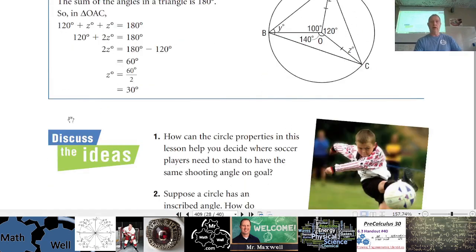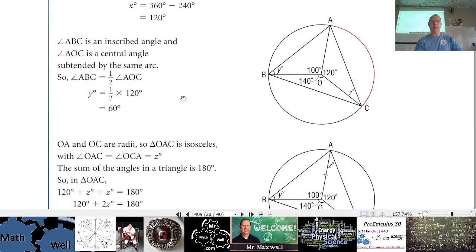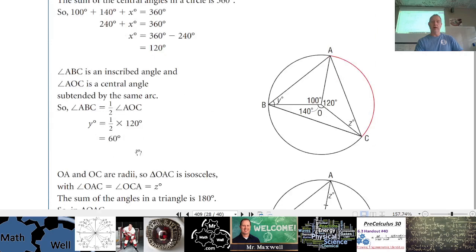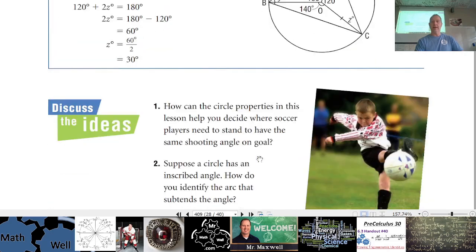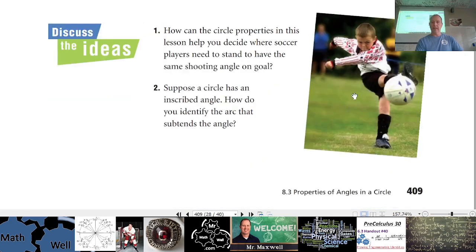Okay, so we can check our answers in the textbook, I guess. Did we get those right? X is 120, Y is 60, Z is 30. I like it. Okay, look at that guy. That's quite the boot. He's really putting into it. Okay.